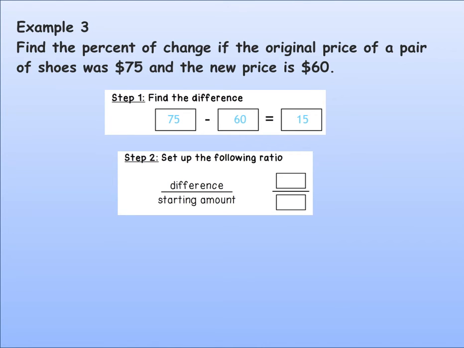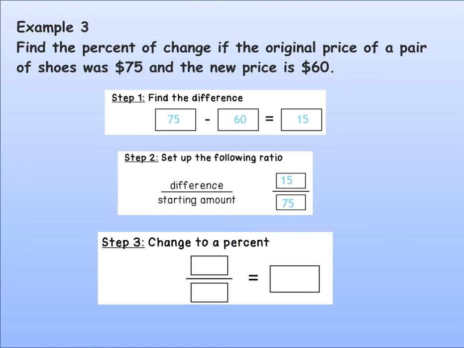But we want to find the percent of change. So let's set up a ratio. The difference was $15. The original amount was $75. So let's change that to a percent. 15 divided by 75 gives us 0.2 or 20%. And this makes sense. If we multiply 20% times 75, we'll find a discount of $15.